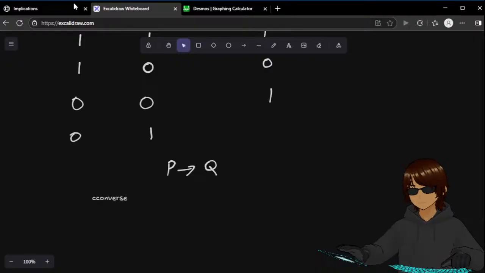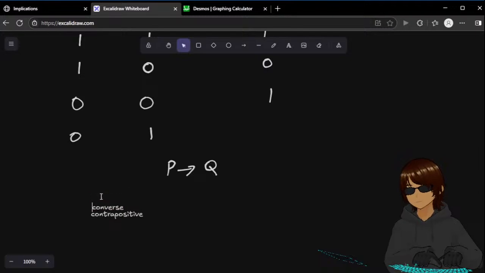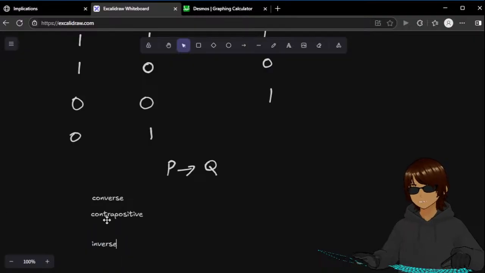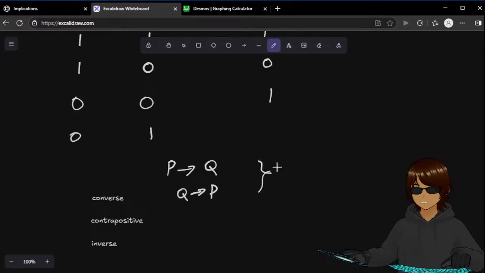We have the converse, we have the contrapositive, we have the inverse. So the converse is when these are flipped, when we are saying Q implies P. If both of them are true, then we have this if and only if this.